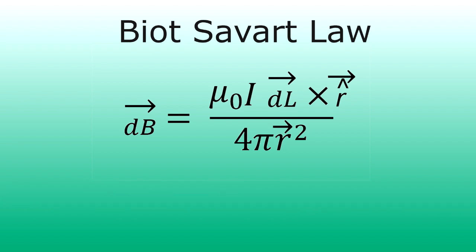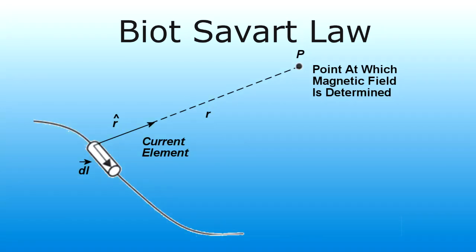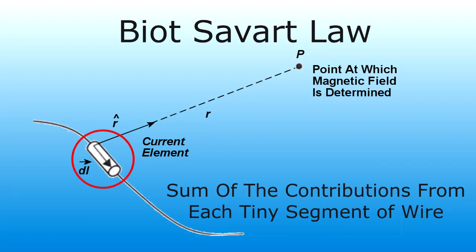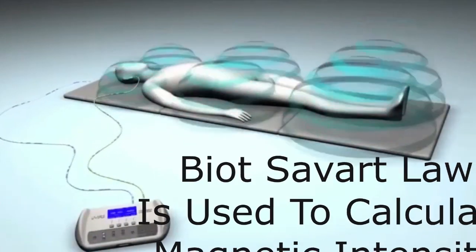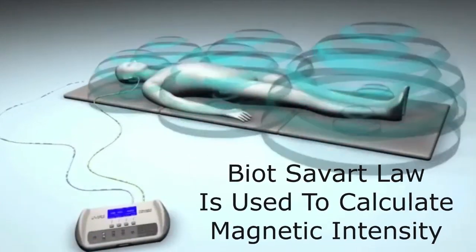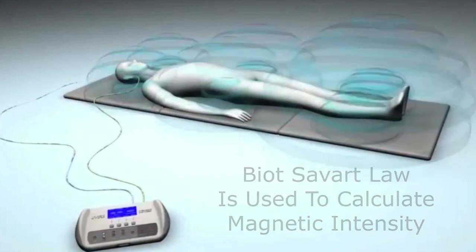As we'll see, you're never going to get a 1 over r squared drop-off, even though it is a 1 over r squared law. Why is that? Because to get the total magnetic field, we have to integrate, or add up, all the magnetic field contributions of each little tiny line segment over the entire length of wire. And as complicated as it looks, if you can just understand that this equation is used to calculate magnetic intensities, then that's good enough for now.